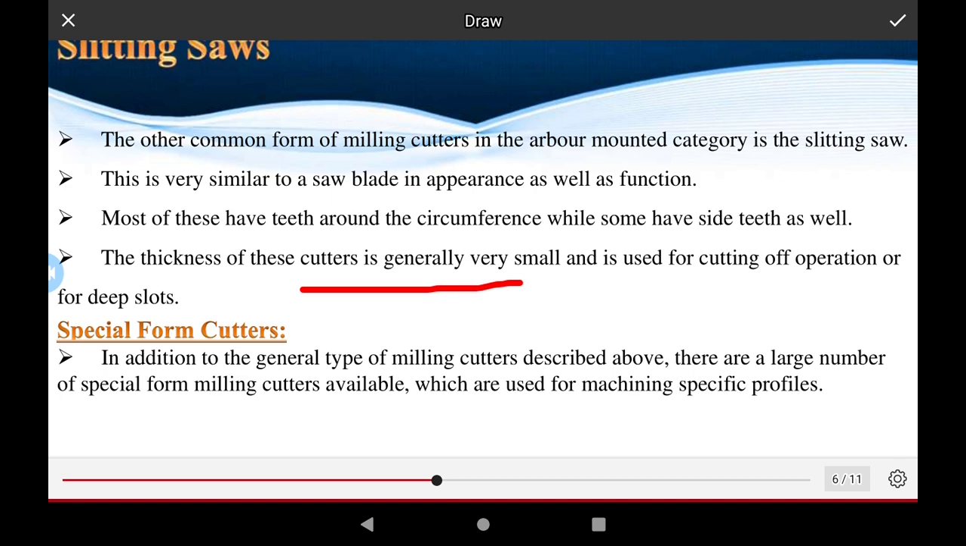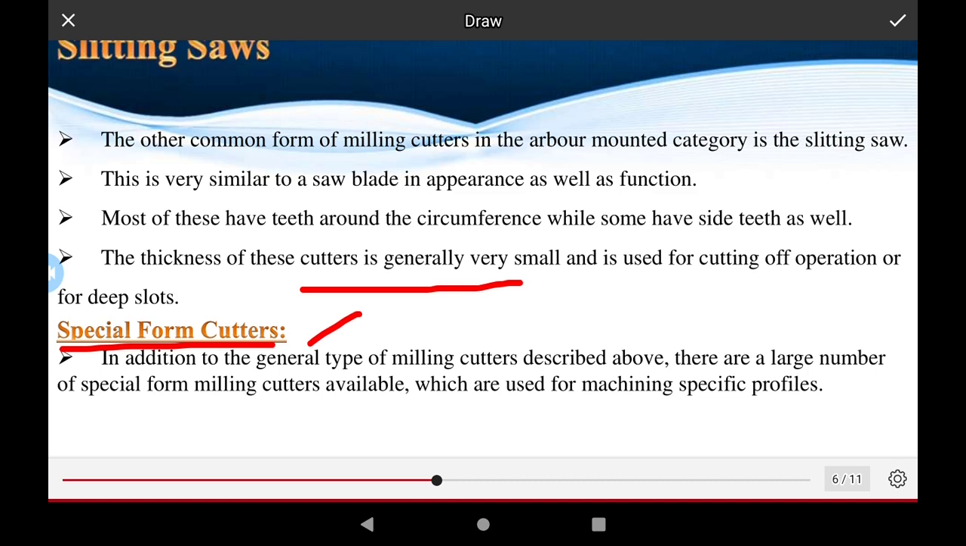Okay, these teeth are used for very small slots, and cutting metals. A special form of cutters. Okay, some of the milling cutters are used for special work purposes, in some special purpose machines.